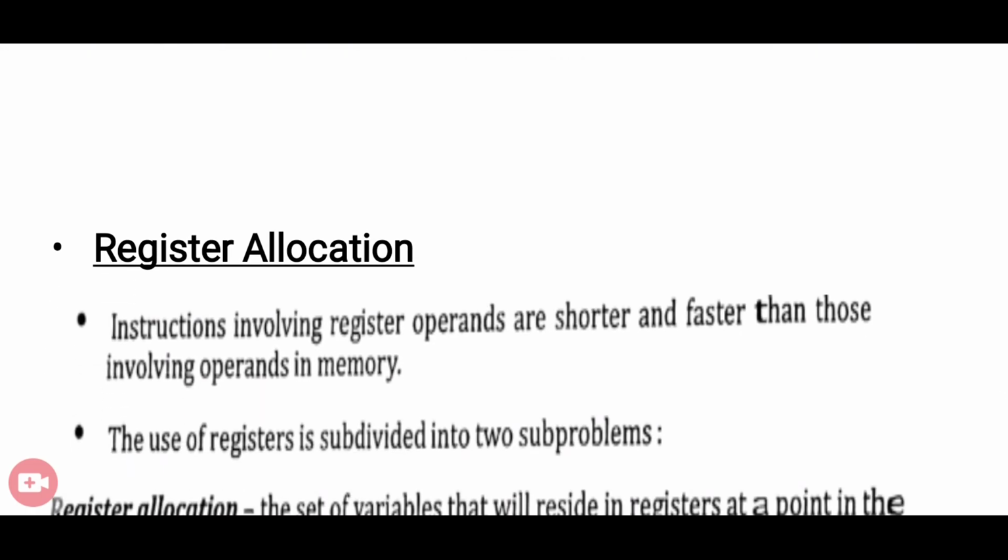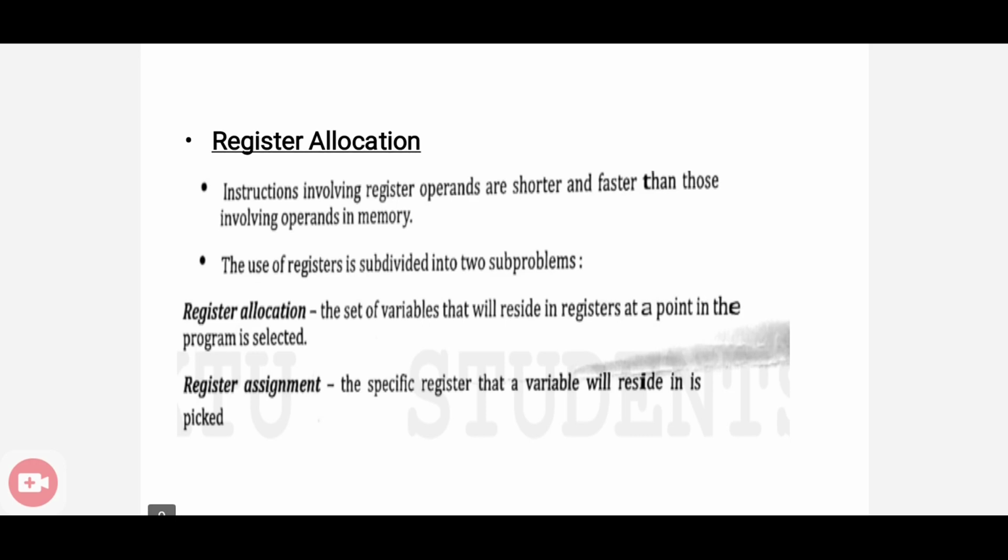And the next one, the fifth one, is register allocation and assignment. Instructions involving register operands are shorter and faster than those involving operands in memory. So the use of registers is divided into two parts. One is register allocation and the other is register assignment. Register allocation means the set of variables that will reside in registers at a point in the program is selected, and register assignment means the specific register that a variable will reside in is picked.